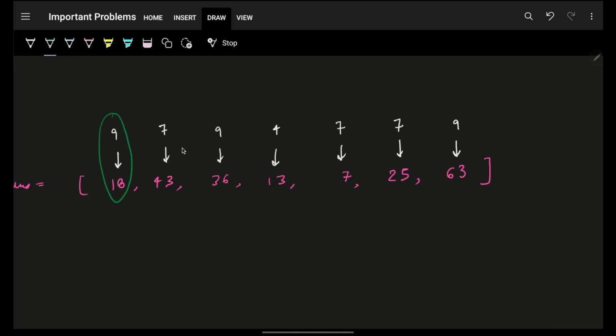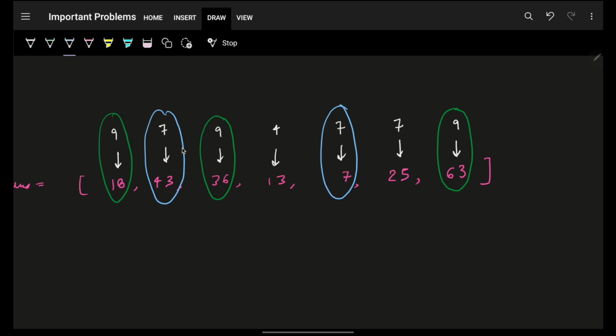Which can be paired with only another number having the same sum of digits, which is 9. Again, it can only be paired with another number having the same sum of digits, which is again 9. In the same way, for 7, I can pair it with another number having the same sum of digits. So now you can see that I was able to make some groups.